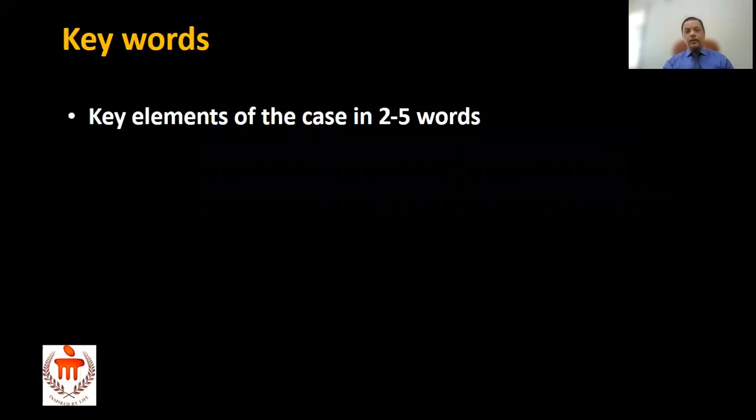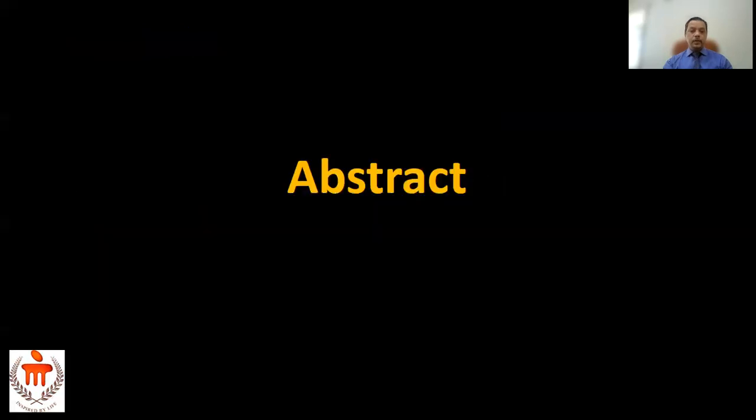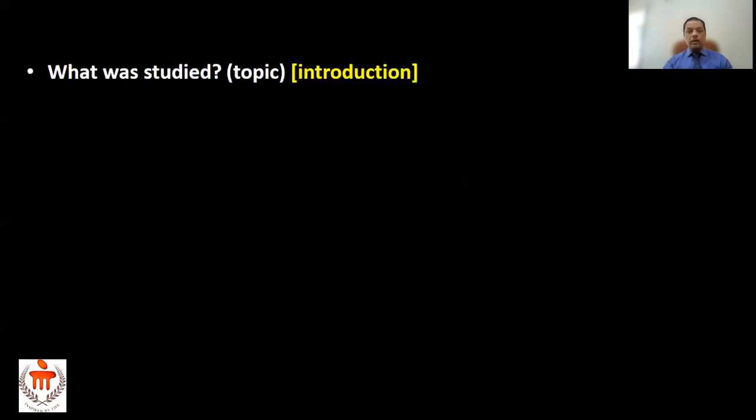When the journals ask for 2 to 5 keywords, it's a key element again for research citations. Always use the MeSH terminology, the medical subject headings, available in PubMed. Try to match your keywords to the MeSH terminology, or at least Google Scholar, so that it's easy for people to search. Otherwise, a lot of times the search words, the keywords might not be relevant at all.